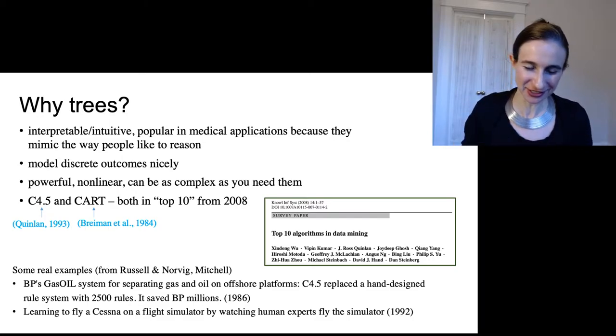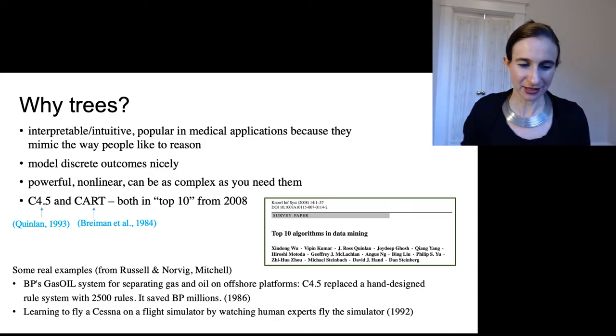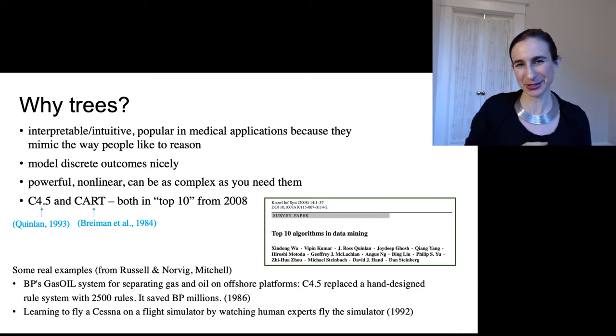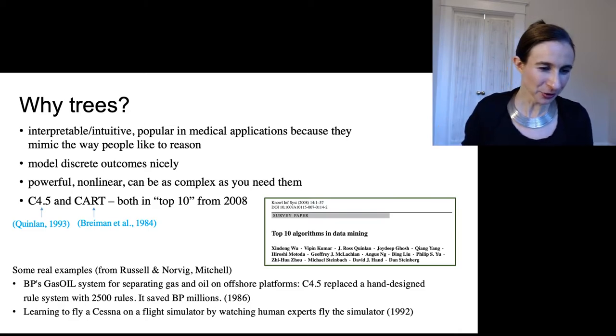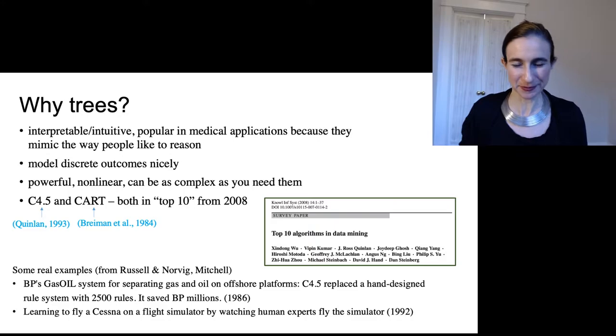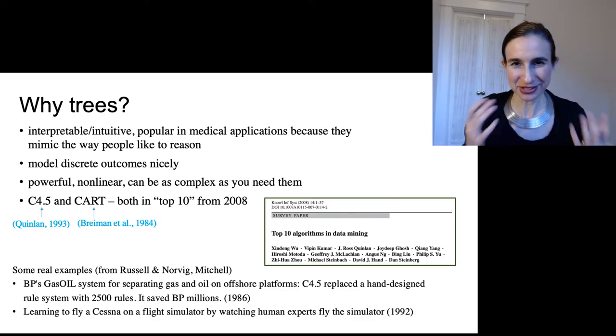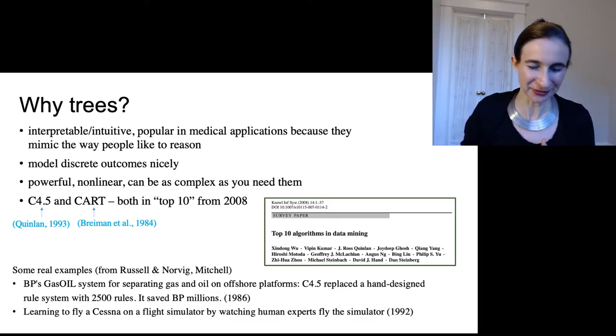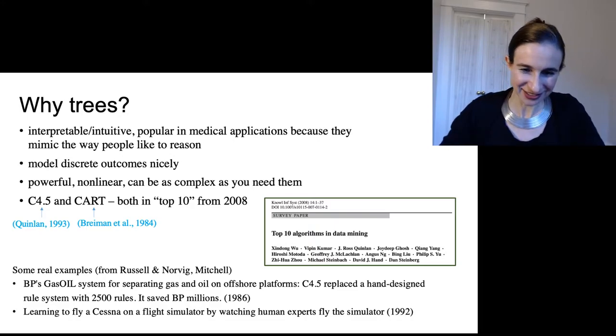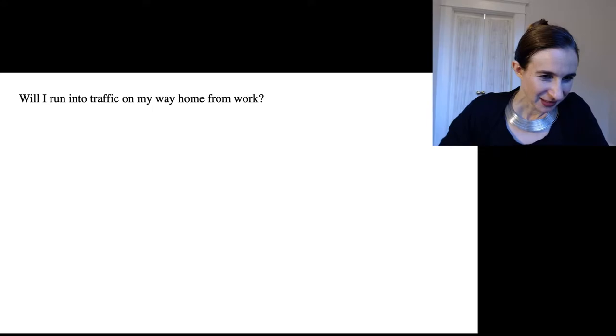Okay, so there are some very cute historical examples of successes with decision trees. Here's one where British Petroleum had their system for separating gas and oil in an offshore platform, and they used C4.5, and it replaced a bunch of hand-designed rules, and it saved the company millions of dollars. And then there's another example of learning how to fly a plane on a flight simulator in 1992.